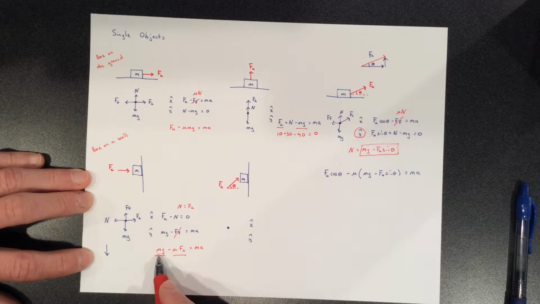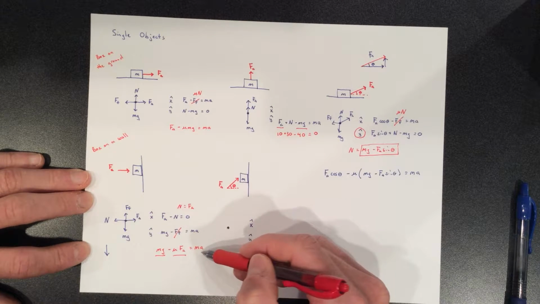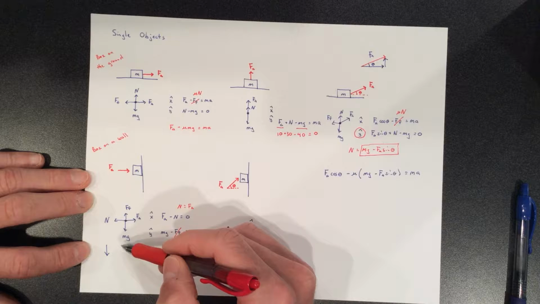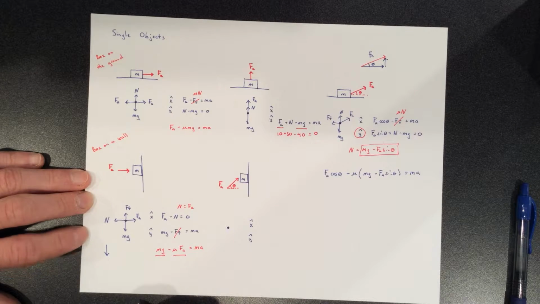And if gravity is bigger than this frictional force, then it's going to slide down, right? It's going to experience some sort of acceleration down the wall. But if you push hard enough, you can balance out mg and make it so there's no acceleration.